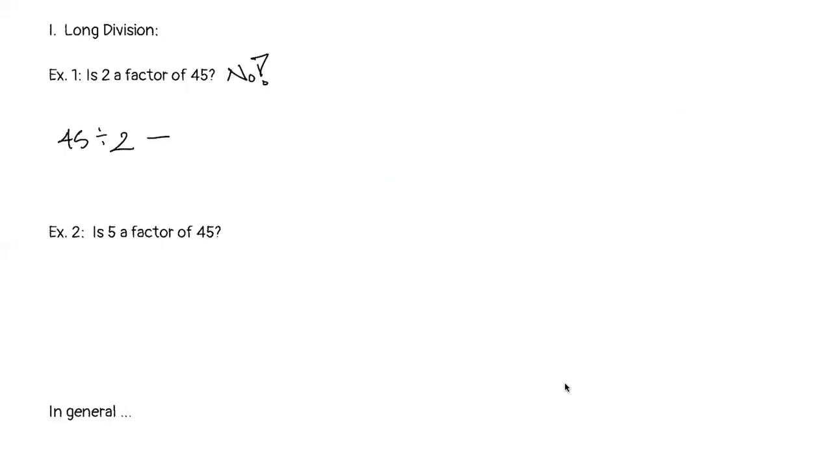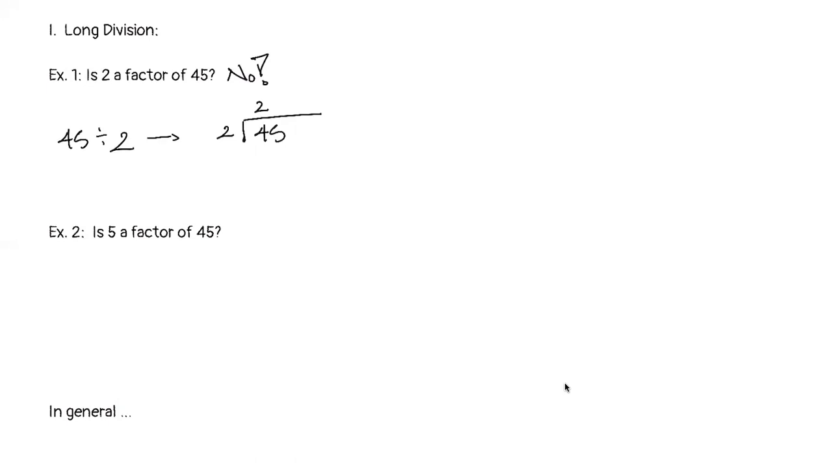And so when we use long division, we set it up like this. We put the 45 inside. We have the 2 on the outside. And then we think about how 2 goes into the first digit, or 4. So 2 goes into 4 2 times.